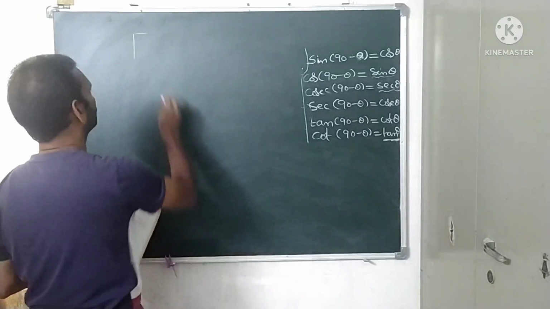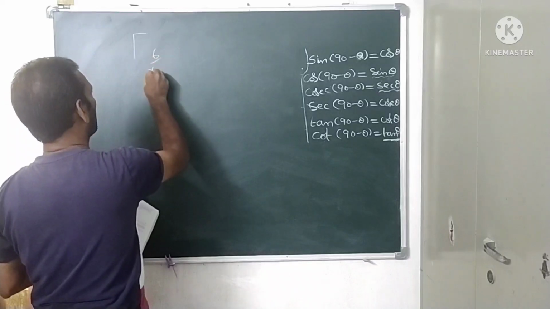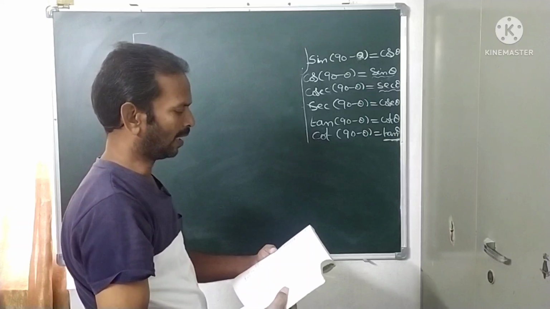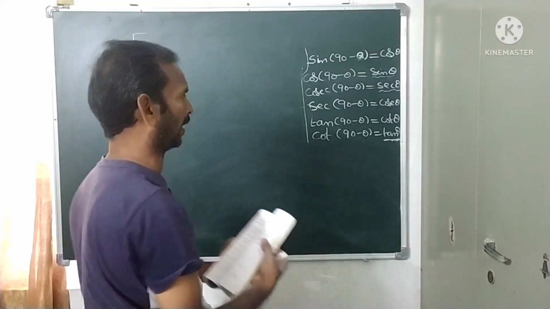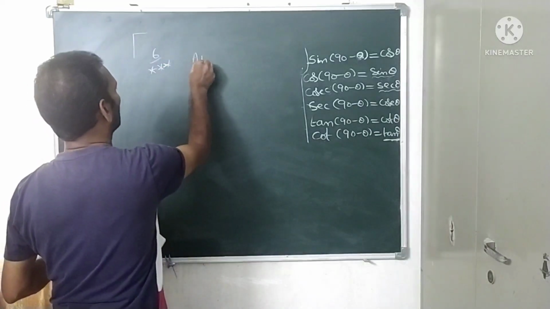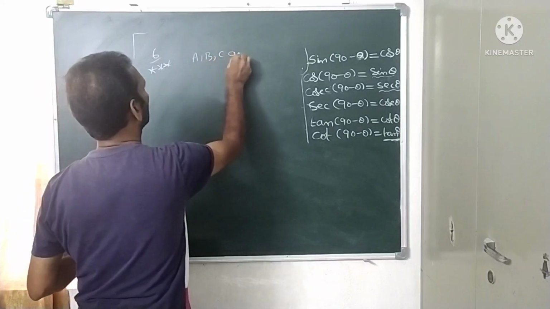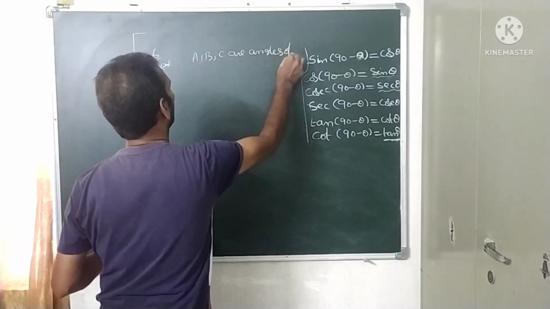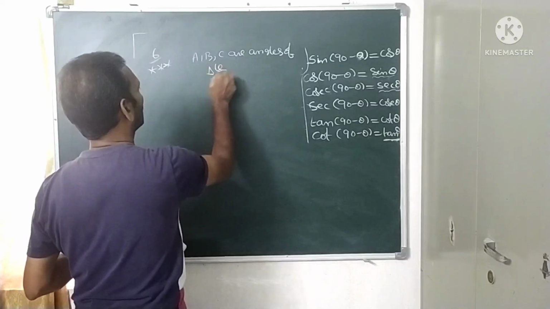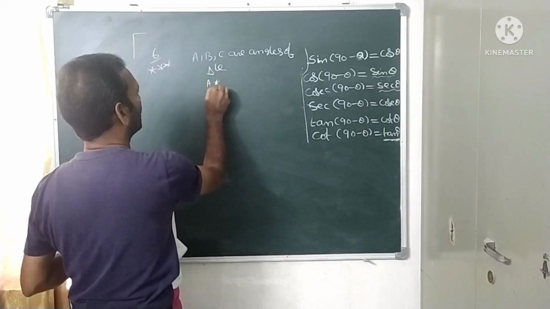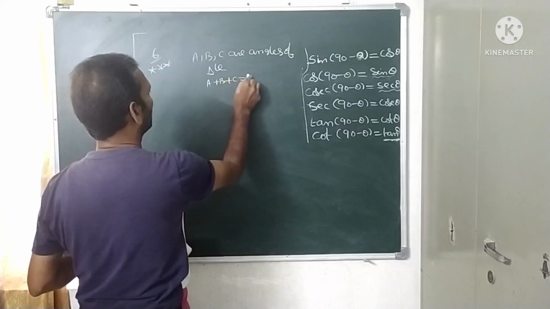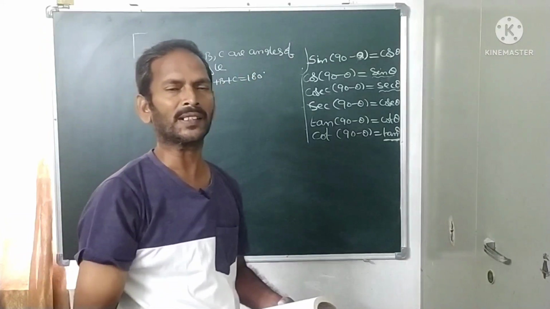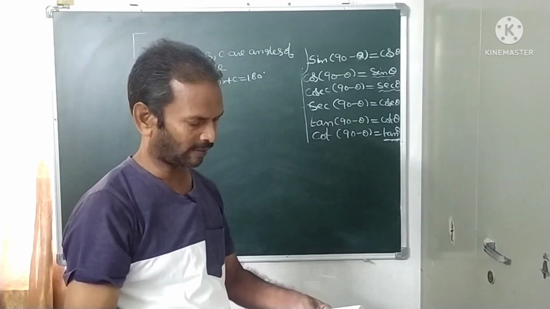Sixth, most important problem, this one. A, B, C are interior angles of a triangle. Angles of triangle, that means what? A plus B plus C is equal to 180 degrees. Interior angles given means sum of the angles is equal to 180 degrees given.